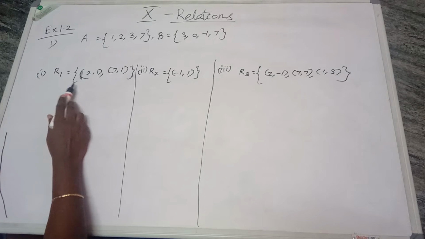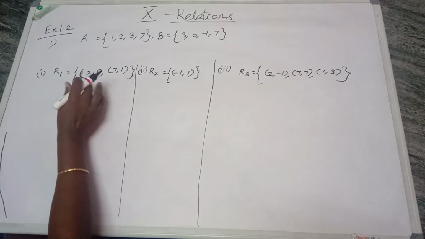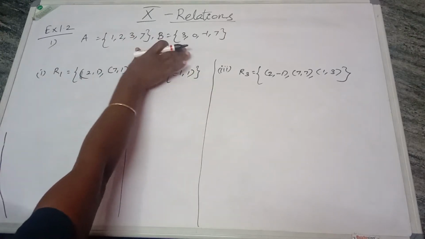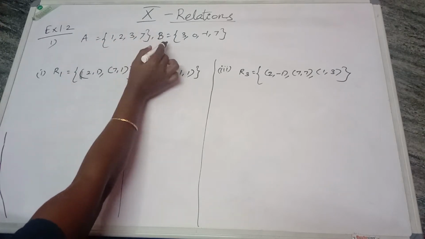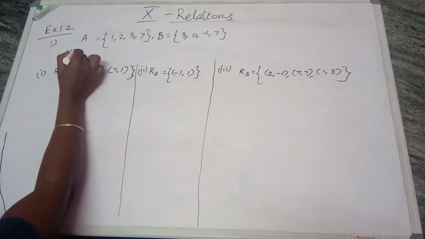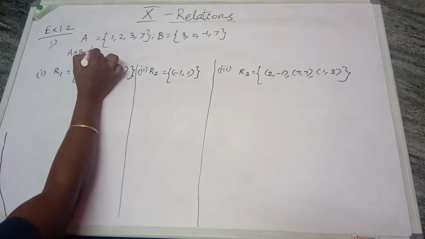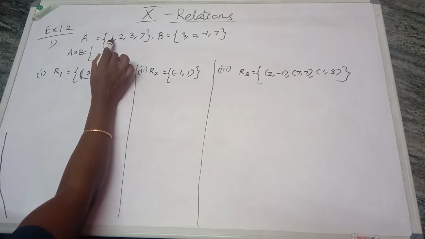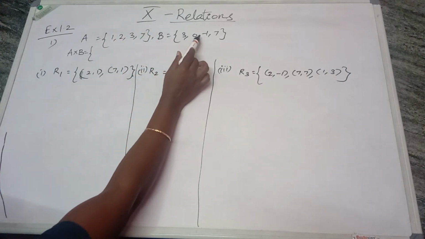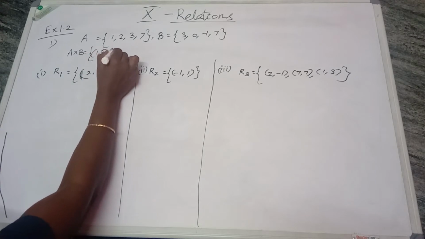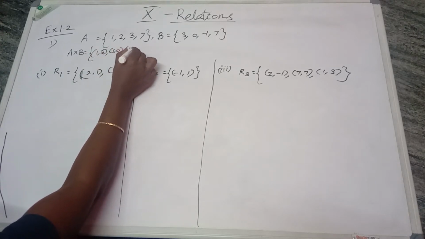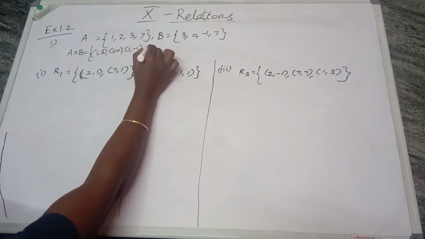See that R1. We know already every set of relation is a subset of A cross B. So first we have to find out A cross B. A is given and B is here. A cross B is the Cartesian product. You take the first element and make the ordered pair with each and every element of the second set. So (1, 3), (1, 0), (1, -1) and (1, 7).